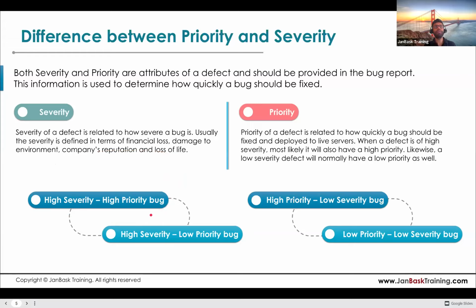Another example: suppose you are able to log in, but you are not able to add the item to the cart, right? If you're not able to add the item to the cart, you are not able to purchase the item.